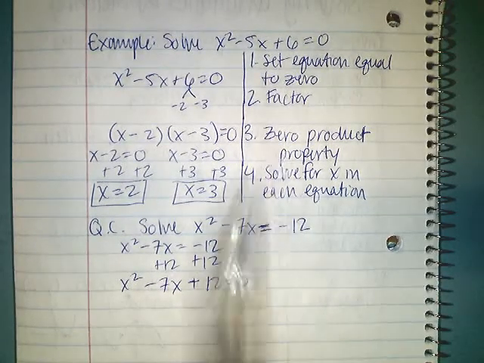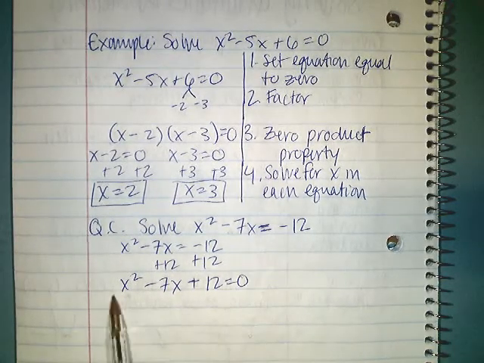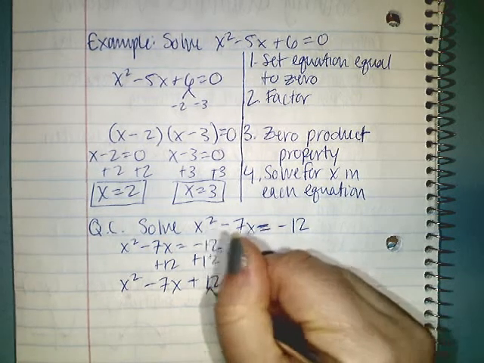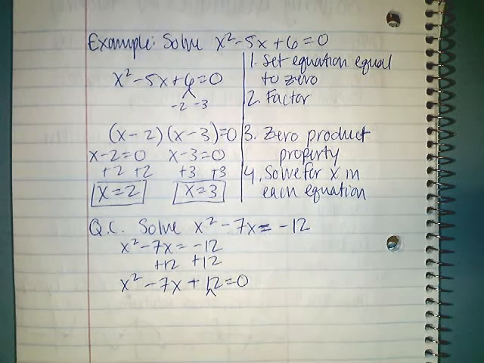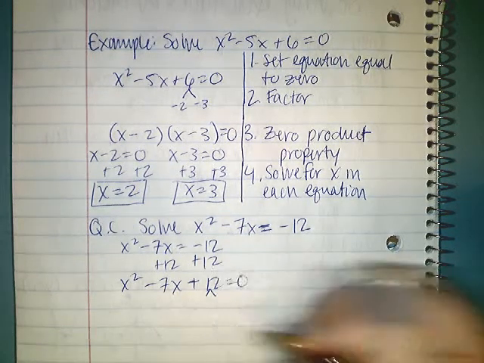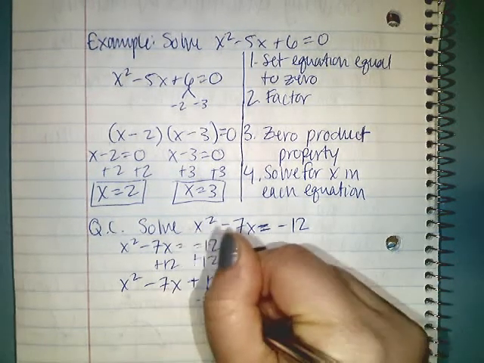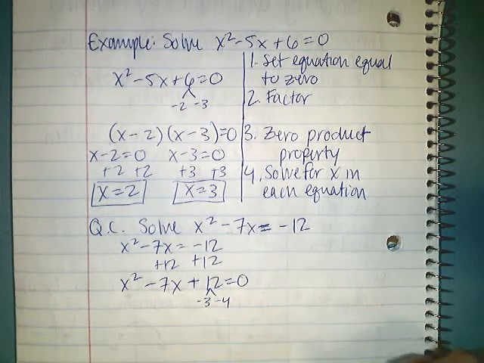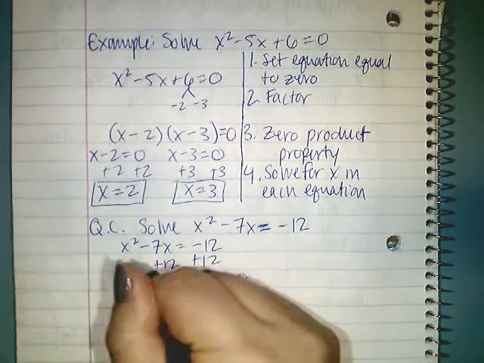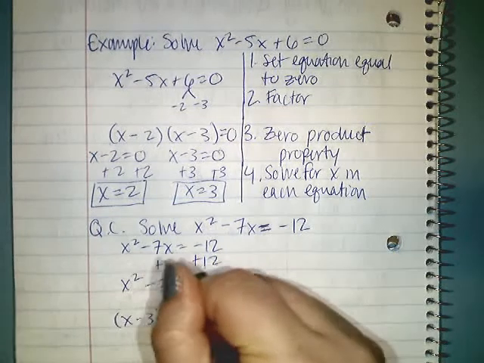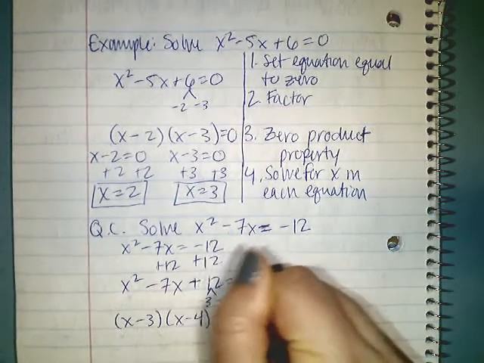Now I'm going to factor per usual. There's no GCF. My a value is 1, so I'm going to find factors of positive 12 that add to negative 7. Again, since they're multiplying to a positive and adding to a negative, I know they're both going to be negative, so they'll be negative 3, negative 4. So I get (x minus 3) times (x minus 4) equals 0.